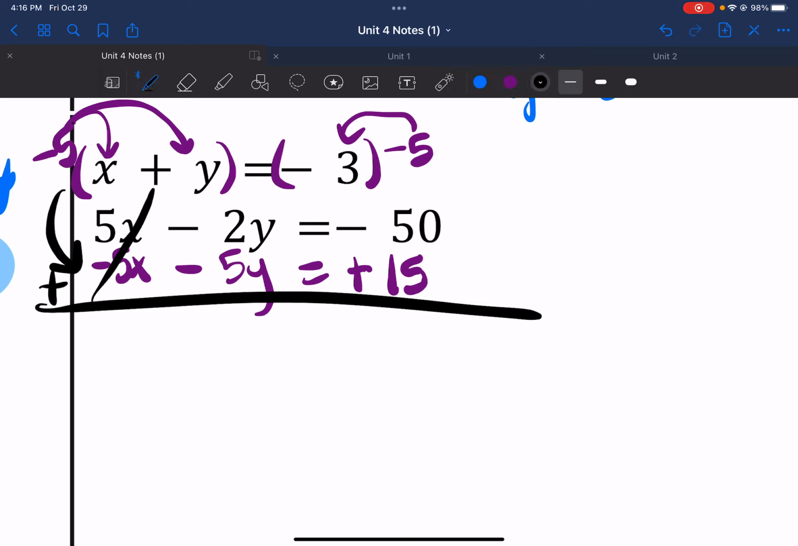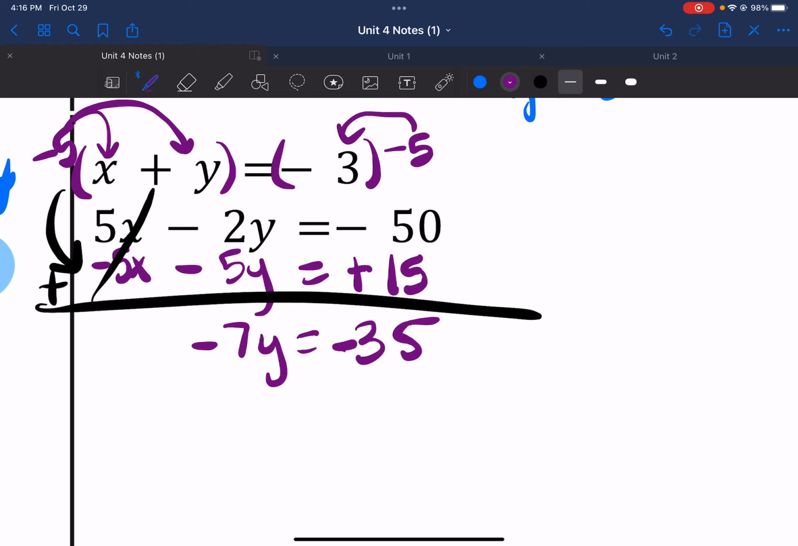All right, then I have to add negative 2y plus a negative 5y. All right, so a negative plus a negative is just a bigger negative. So this is just going to be a negative 7y equals, okay, so what is a negative 50 plus 15? That is going to be 35, but it's going to be a negative 35.